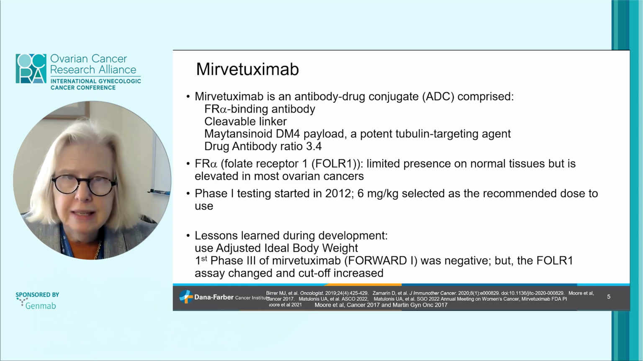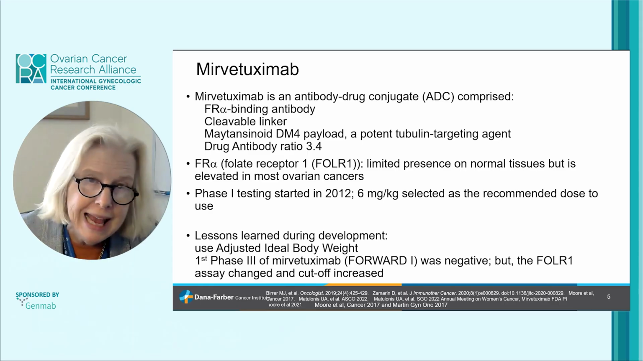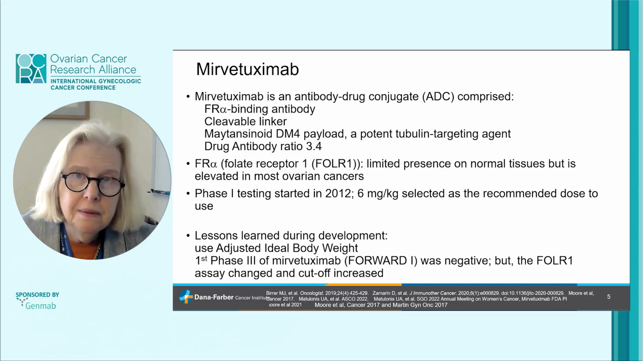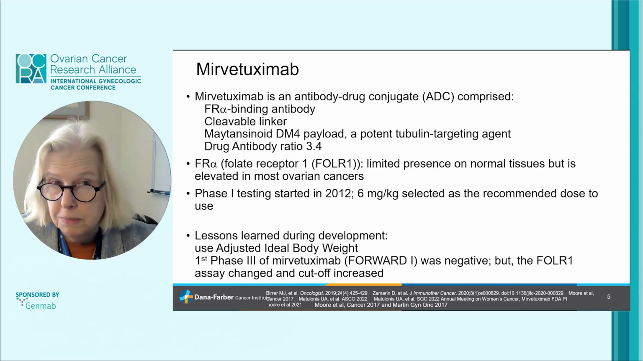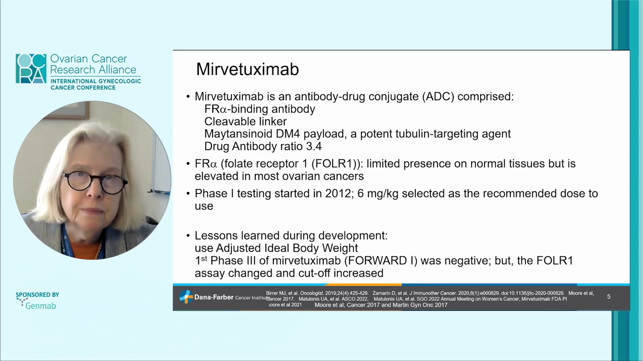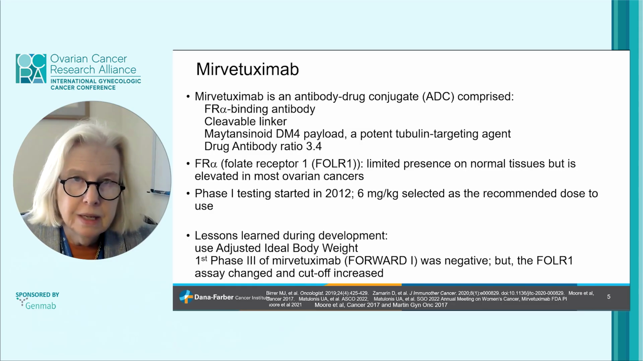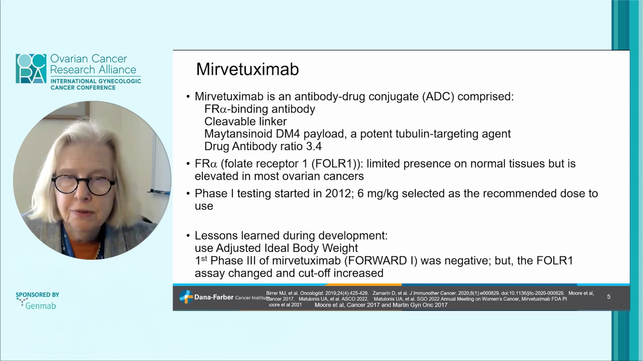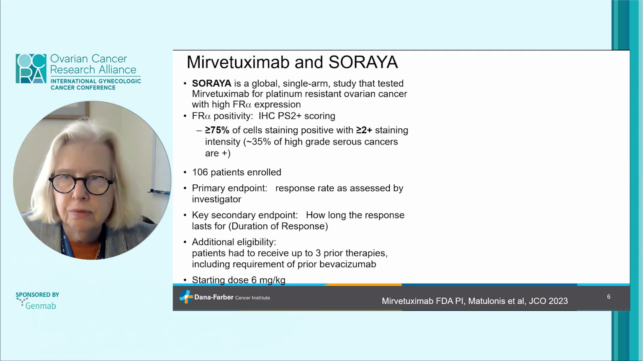A lesson learned over that decade of drug development is to use an adjusted ideal body weight. That's different than some of the other ADCs. If you use actual weight, that can increase the risk of lung toxicity, so we use something called adjusted ideal body weight. Some of the earlier phase 3 trials of mirvetuximab were actually negative, but a different assay to test for folate receptor alpha and a different cutoff have led to approvals.